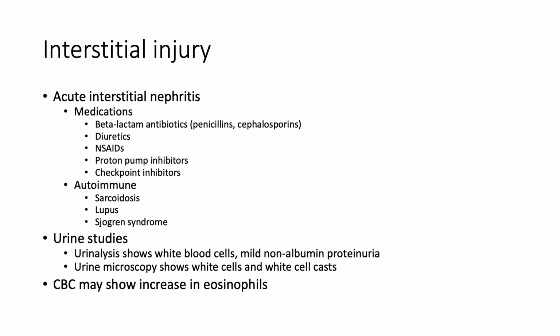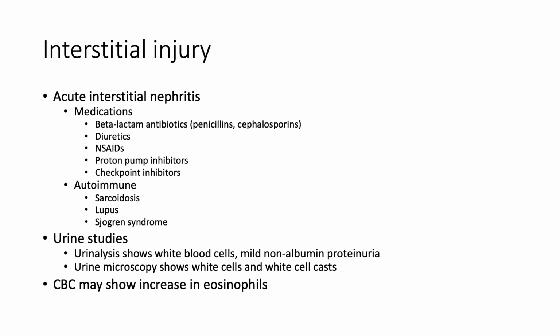Another type of intrarenal injury is interstitial injury, and the most common one there is acute interstitial nephritis. The most common cause of this would be medications, especially beta-lactam antibiotics like penicillins and cephalosporins, but it can also be caused by diuretics, NSAIDs, and proton pump inhibitors, and then these newer chemotherapies, these checkpoint inhibitors like pembrolizumab that cause autoimmune disease, they can cause interstitial nephritis. And then you have other autoimmune conditions like sarcoid, lupus, and Sjogren that can manifest with interstitial nephritis.